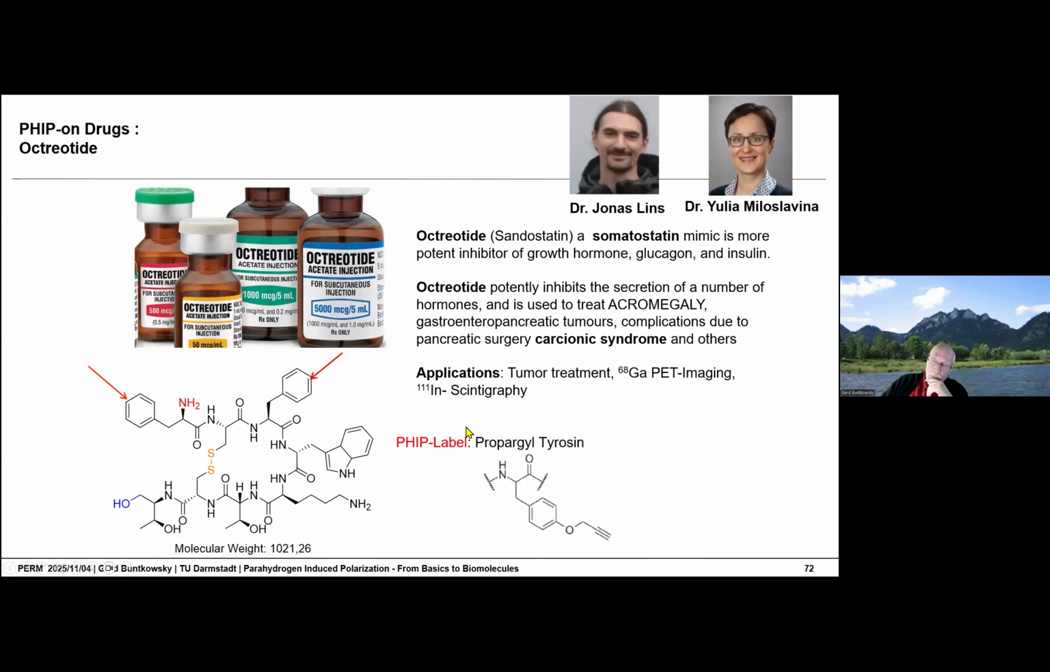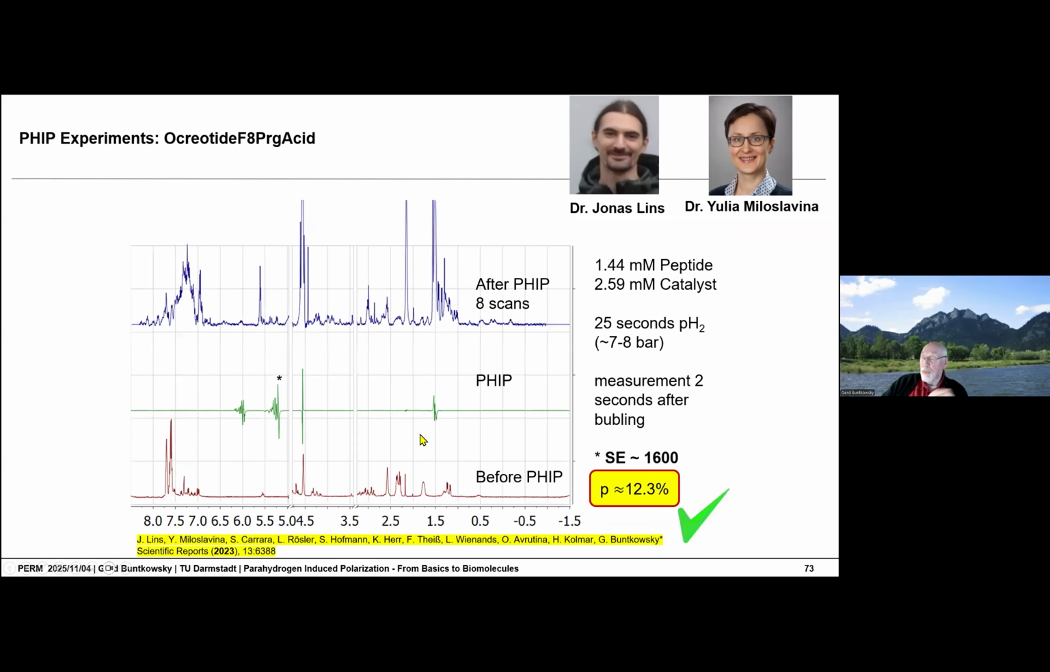Okay, now we started, okay, let's do some more drugs. And so this here is basically octreotide. Octreotide is a somatostatin mimic, which is used in various therapies. And we did a FIB labeling of this one with the propyltyrosine. And also this worked very nicely. So we get an enhancement factor of about 1600 or so.